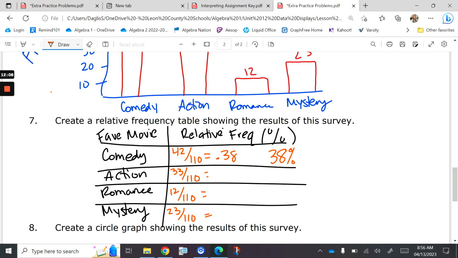33 divided by 110. 0.3. Yep, 0.3. So what percent is that? 30%. Good. 12 divided by 110. It's 0.109. So I am going to round that up to 0.11 to give me 11%. I didn't round my first one because it was 0.381. So that's about 38 as I went down. And then 23 out of 110. 0.209. So about 0.21 or 21%.